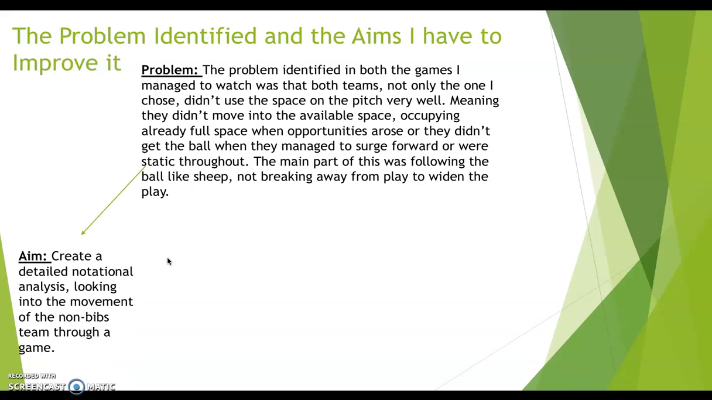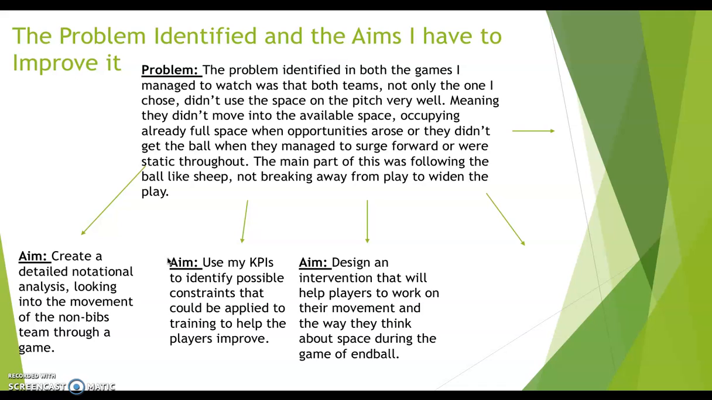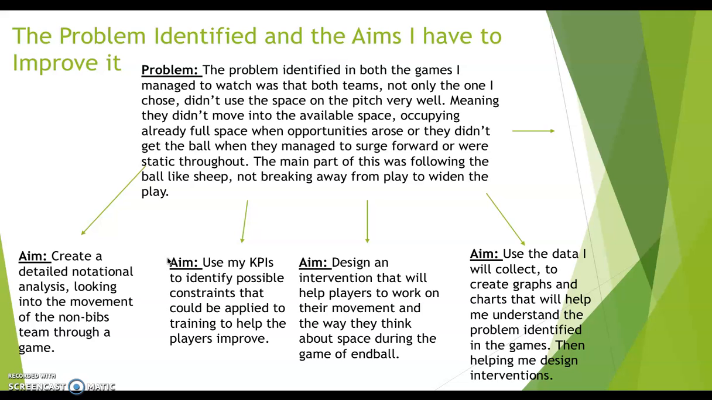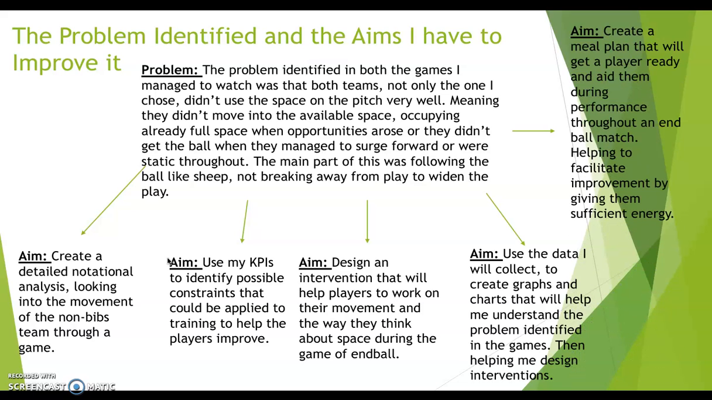The first aim was to create a detailed notation analysis looking into the improvement of the non-bibs team through a game. The next was to use my KPIs to identify possible constraints that could be applied to training to help the players improve. Next, design an intervention that will help players to work on their movement and the way they think about space during the game of Endball. Next, use the data I collect to create graphs and charts that will help me understand the performance problem in the games, then help me design an intervention. Last, I will create a meal plan to get players ready and aid them during performance throughout the game, helping to facilitate possible improvement by giving them sufficient energy.